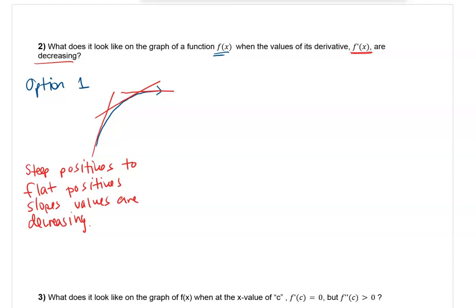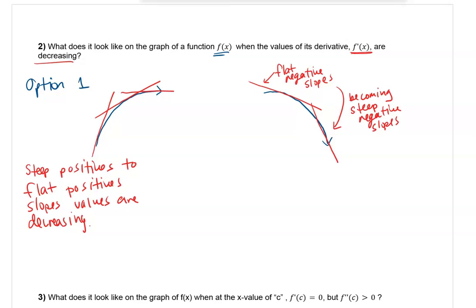Another visual image of a first derivative decreasing would be if the function itself was going down. So going down, but with decreasing slope values would mean a flat negative slope becoming a very steep negative slope. So like a smaller negative becoming a larger negative. So relatively flat negative slope becoming a very steep negative slope.